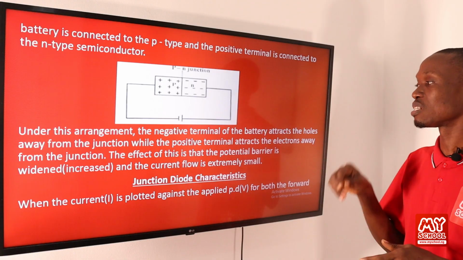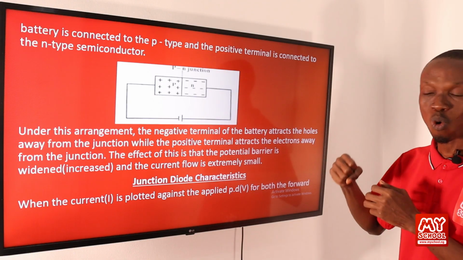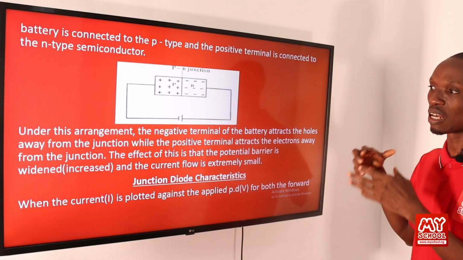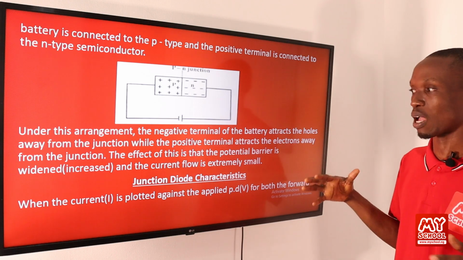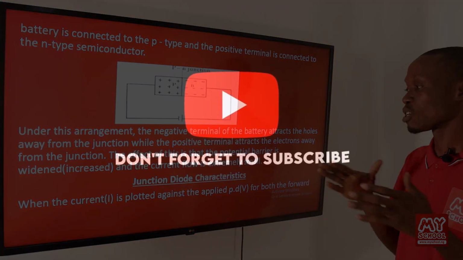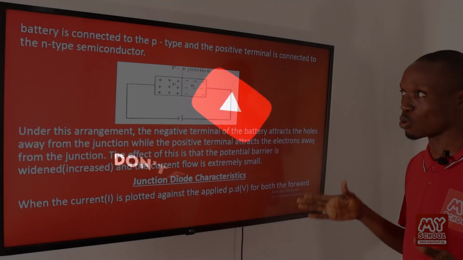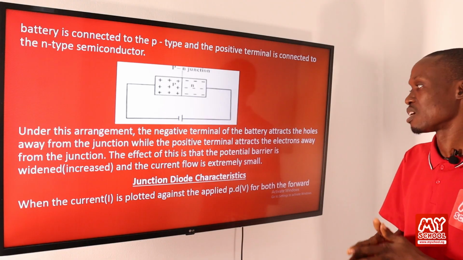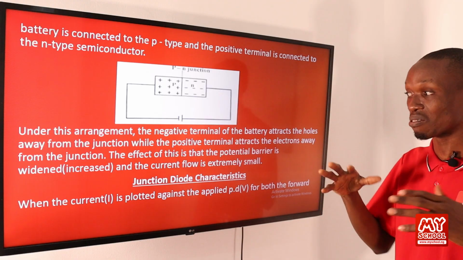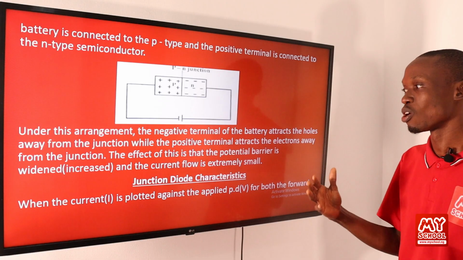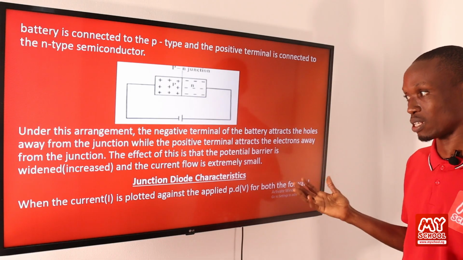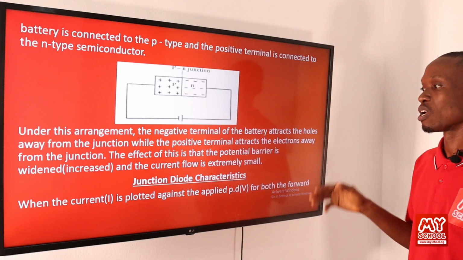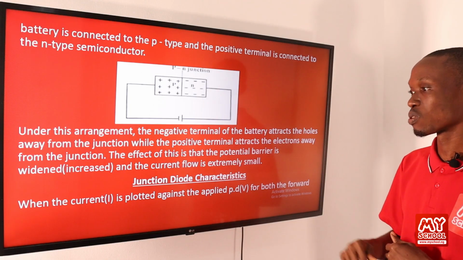Under this arrangement, the negative terminal of the battery attracts the holes away from the junction, while the positive terminal attracts the electrons away from the junction, and this will increase the boundary between the two materials that are joined together to form one. The effect of this is that the potential barrier is widened, and this in turn reduces the flow of current. In this case, the current flow is extremely small.